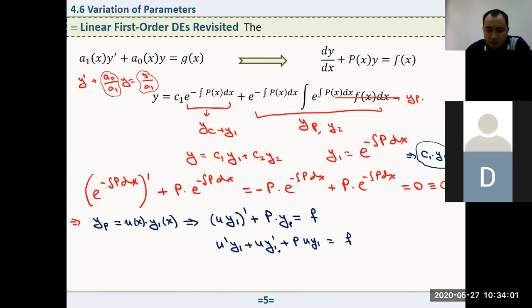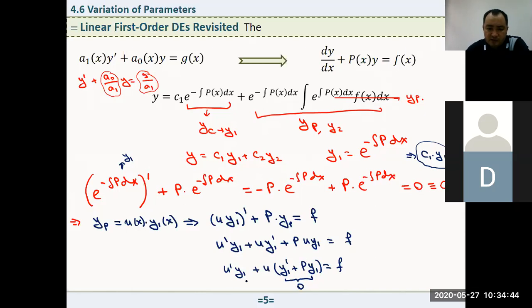Right. Now here, what is the common factor? u is a common factor. So here we have u prime y1 plus, take this u out. So here we have y1 prime plus p y1 is equal to f. Right. And what is this thing? It is just the associated homogeneous equation of this DE, right? So that means that this thing is equal to 0, right? Because as we proved here, this one is y sub 1. If you substitute here, it is equal to 0. So that's why this thing is equal to 0. u times 0 is equal to 0.